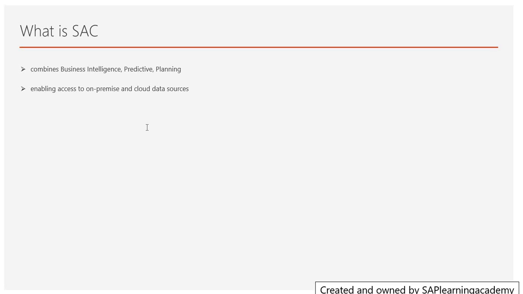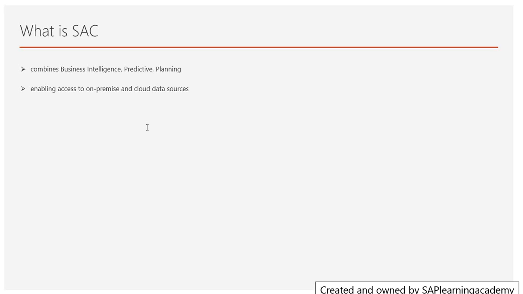So what is SAC designed for? SAP Analytic Cloud combines business intelligence, predictive analysis and planning in order to analyze data from your landscape, and it enables you to access on-premise or cloud data sources. I'll be telling you more on what its on-premise and cloud data sources are in the coming slides.